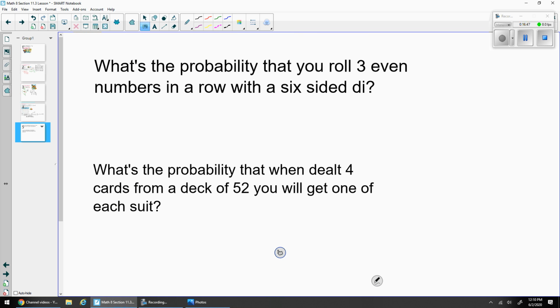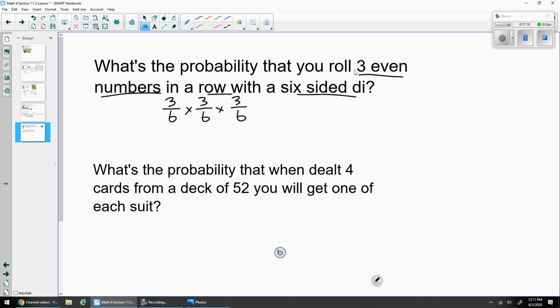Okay, just a couple little examples of how we can just use multiplication to find probability. So what's the probability that you roll 3 even numbers in a row with a 6-sided die? In the first roll, there's 3 even numbers out of the 6, multiplied by 3 even numbers out of the 6, multiplied by 3 even numbers out of the 6. So this is each of the rolls. There's 3 even numbers, so we can multiply them together.